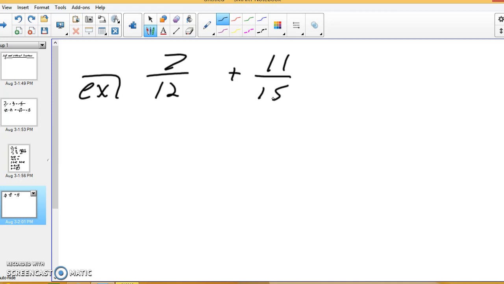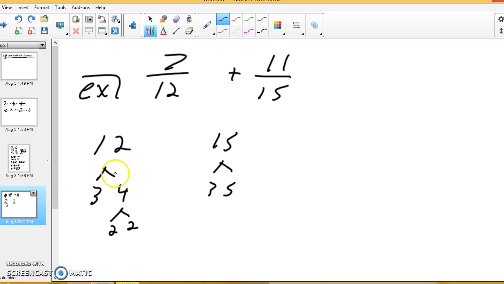Okay, so again, what's the first step? Well, we need to find a least common multiple between 12 and 15. So we find their prime factorizations. So once we found their prime factorizations, we need to find their least common multiple.